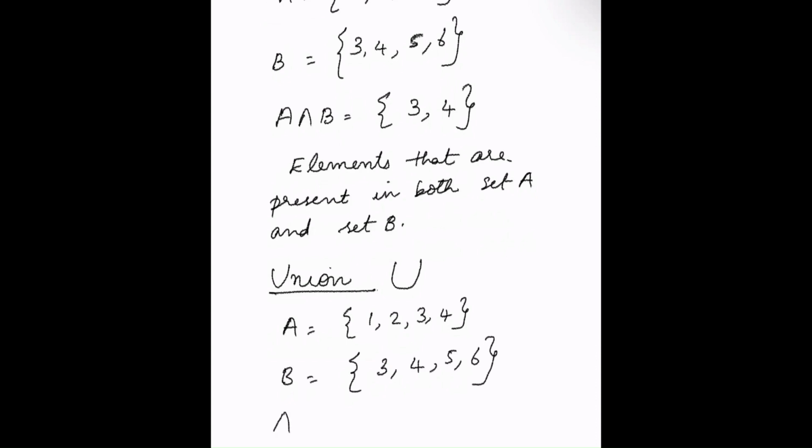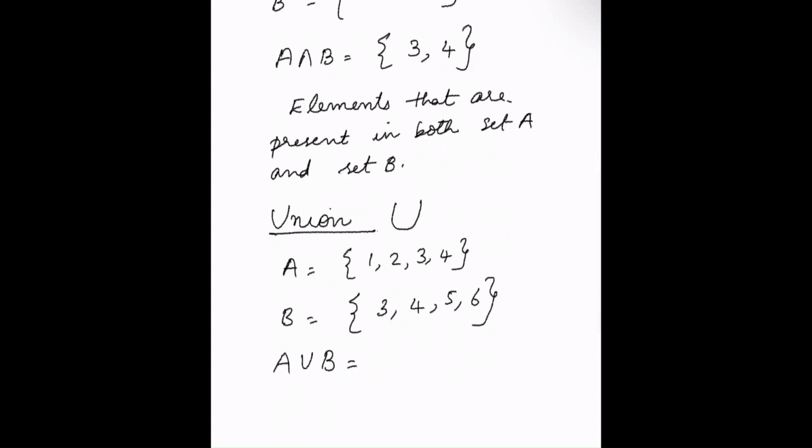Now, what is A union B? A union B is just listing out all the elements of A and all the elements of B, not repeating. You should not repeat the elements. Here 3 and 4 are repeated, in the sense that 3 and 4 are present in both A and B. You don't need to write them twice. You just need to write these elements once, but list out all the elements.